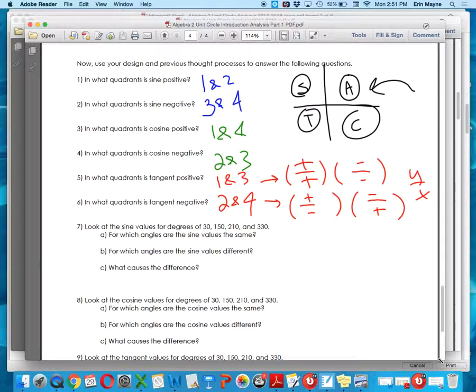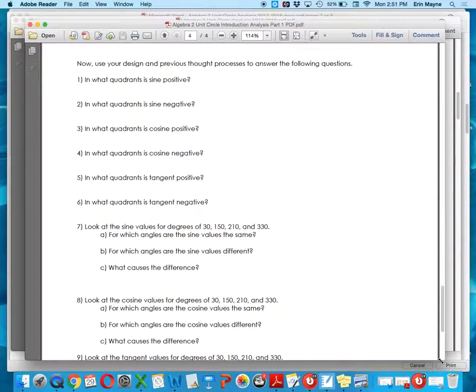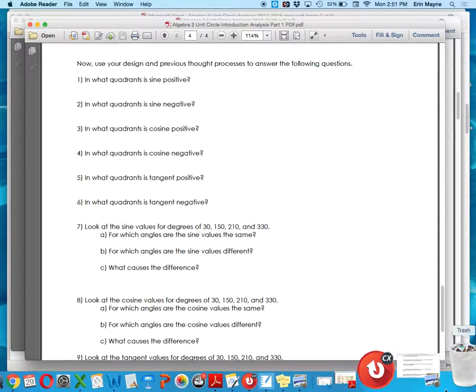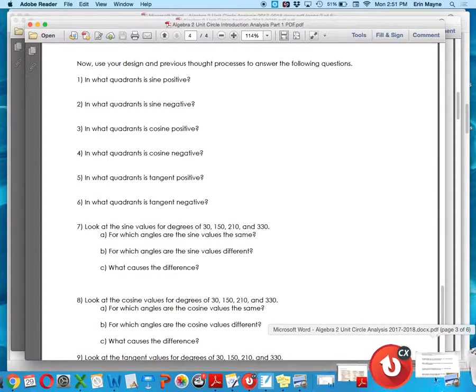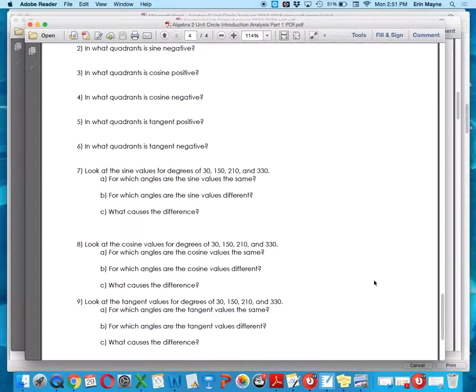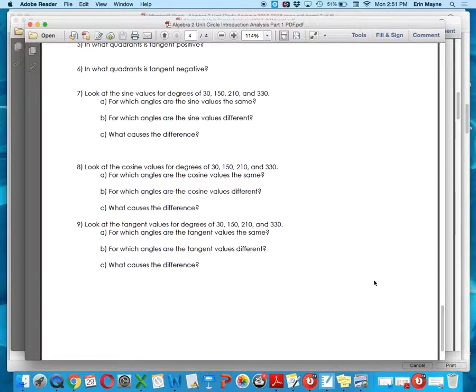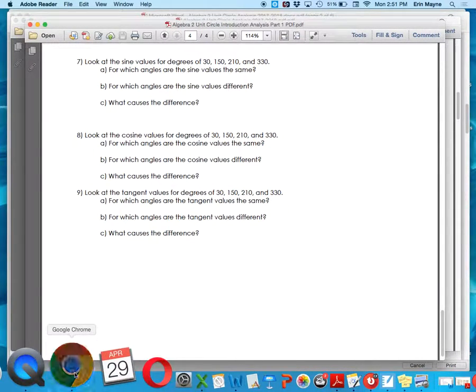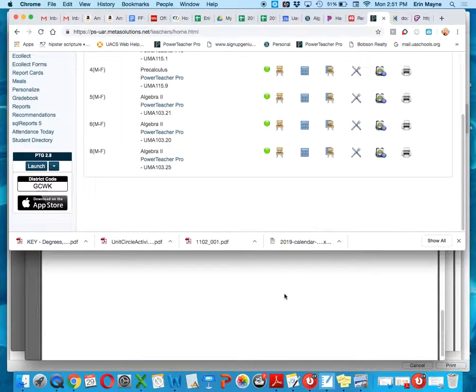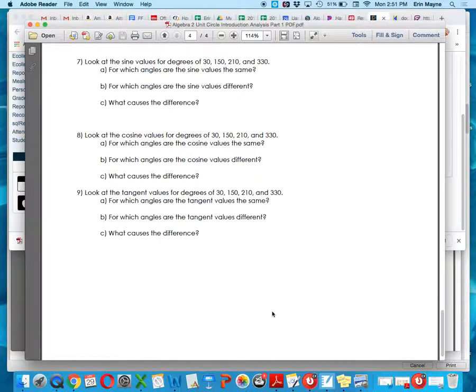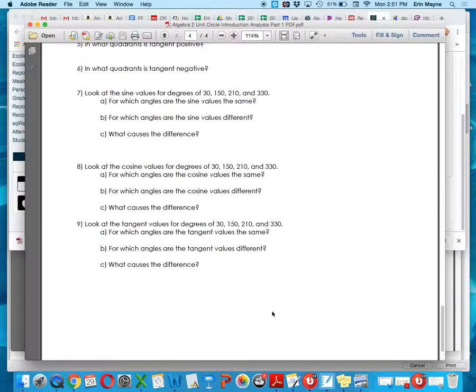Go. So 30 and 150 both have positive sine values. So I said this sine values is I said 30 and 150. The y values are 1/2. They have the same value. 210 and 330 are negative.